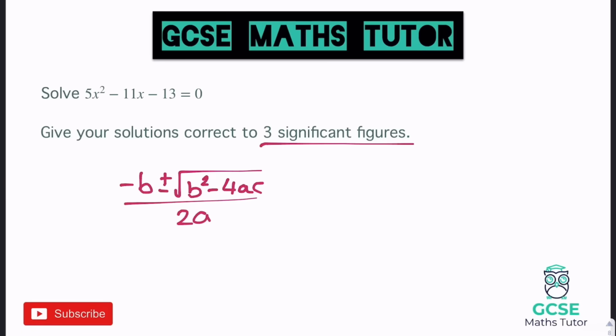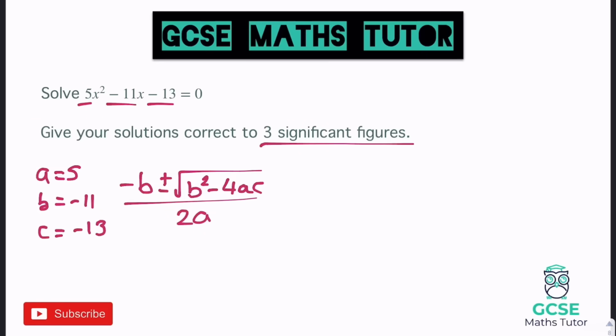And then what I do straight away is I write down the values of a, b and c. So a is 5, the one in front of x squared. So a equals 5. We've got b equals, and you've got to be careful because you've got to get the signs in with it, negative 11. So b is negative 11. And c is, again, that number at the end, negative 13.